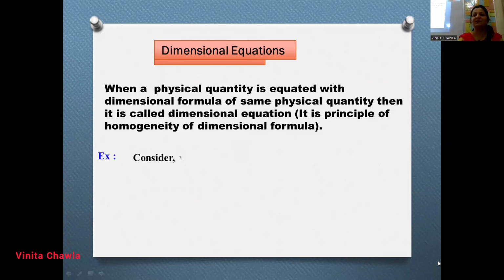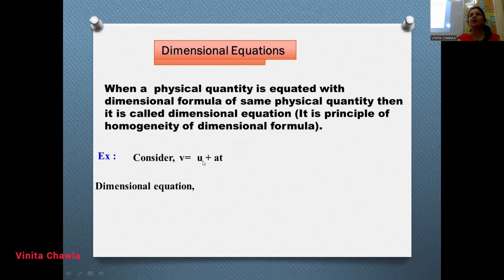For example, consider V is equal to U plus AT. You can see that on both sides we have V, velocity on the left-hand side and the right-hand side. But we have this term AT. So AT should have the same dimension as that of V, because only same quantities with same dimensions can be added or subtracted. This is a rule, okay? And this rule is called the principle of homogeneity of dimensional formula.